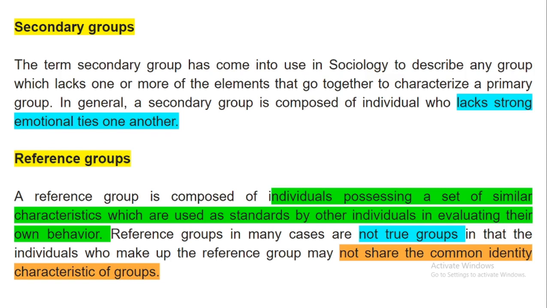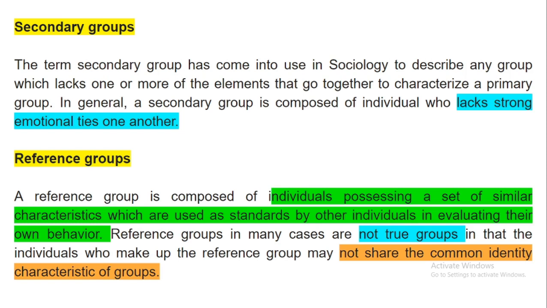Now next there is reference group, and a reference group is a group which is composed of individuals possessing a similar set of characteristics. That means these individuals have a similar set of nature, which is used as a standard by other individuals in evaluating their own behavior. When others evaluate their own behavior, they also find the same nature of behavior. That's why it's called reference group.